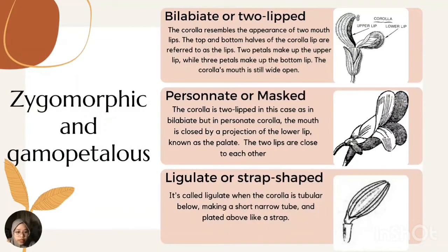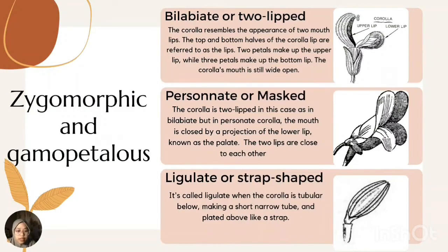And then the second one is personate or mask. The corolla has 2 lips in this case. It has 2 lips as well. It is the same as bilobate, but for the personate corolla, the mouth is closed by a projection of the lower lip known as the palate. The 2 lips are close to each other.